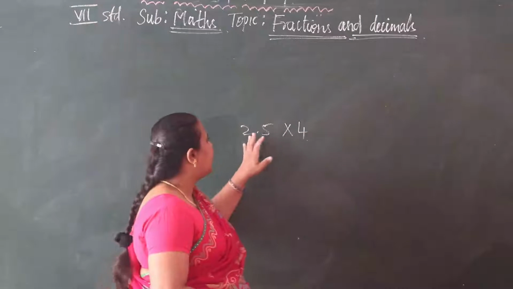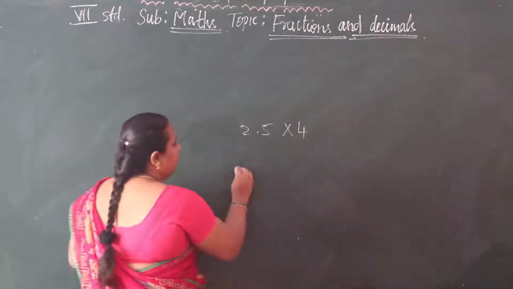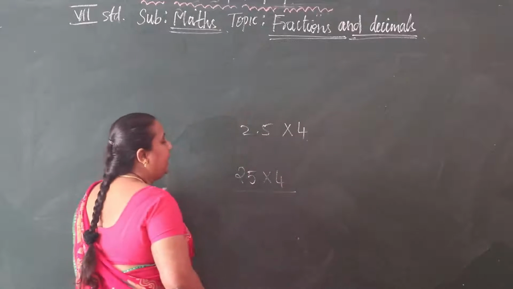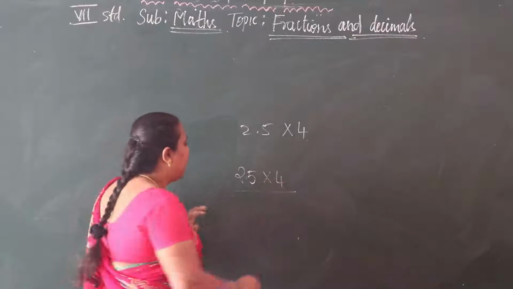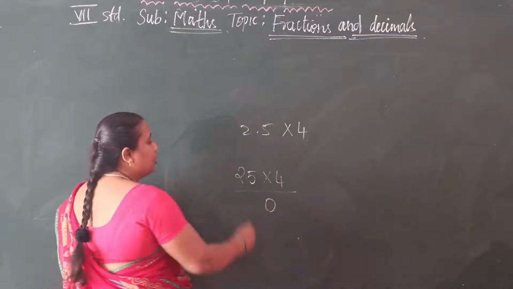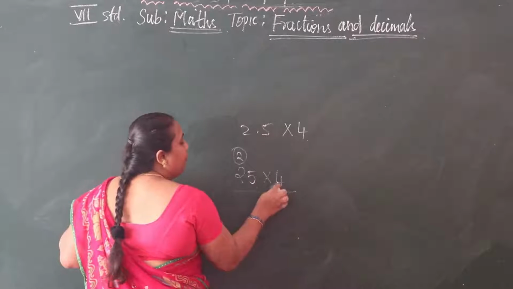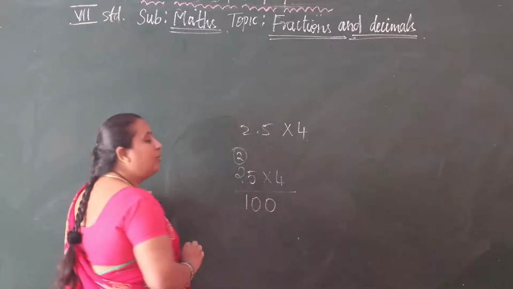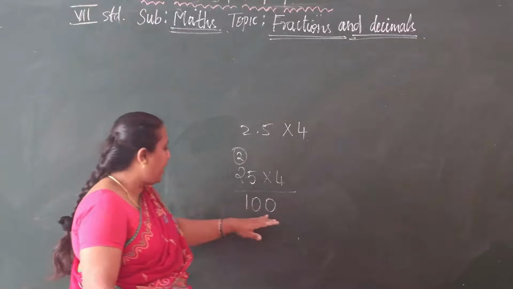We can take it as 25, that is a whole number, into 4. So we can multiply as it is. 4 5s are 20, balance 2. Then 4 2s are 8, 8 plus 2 is 10. So here we have 100.